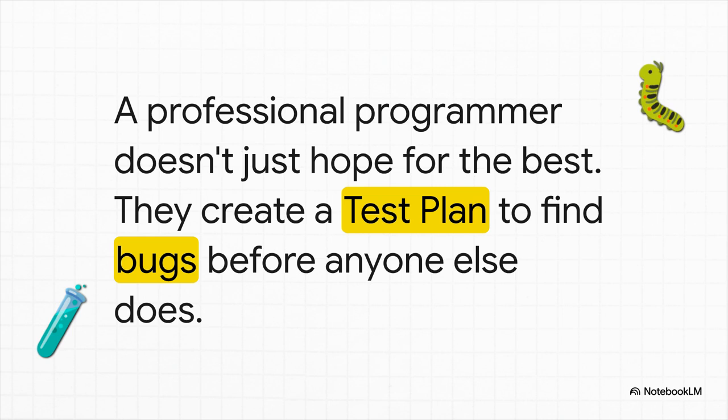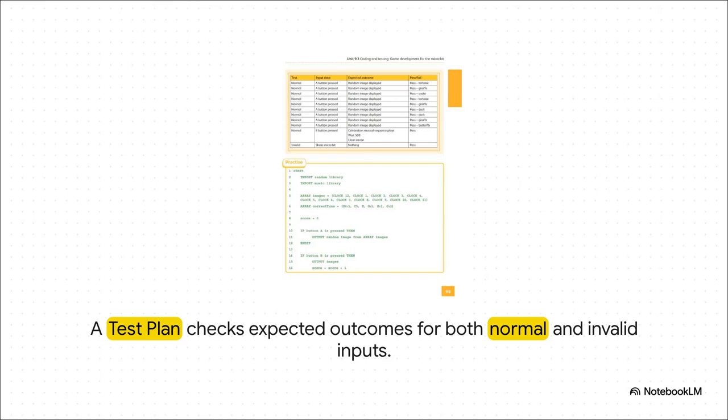It's a structured, organized way to check that every single part of your program does exactly what it's supposed to do. It helps you find those pesky bugs before anyone else does. And here's what a basic test plan looks like. It's pretty simple. You list an input, like a button pressed, and then you write down the expected outcome, which in this case is random image displayed.